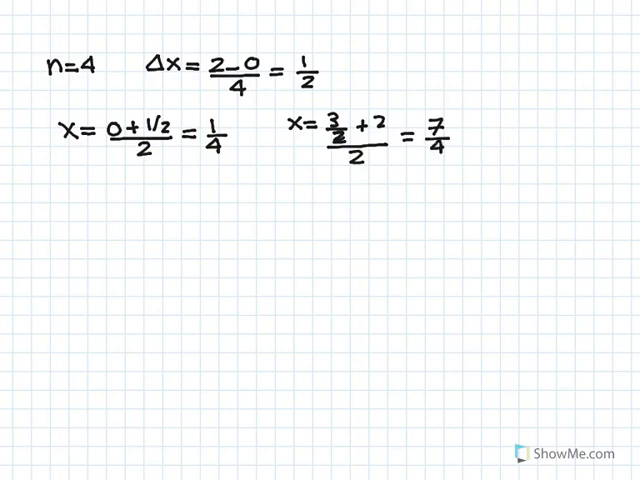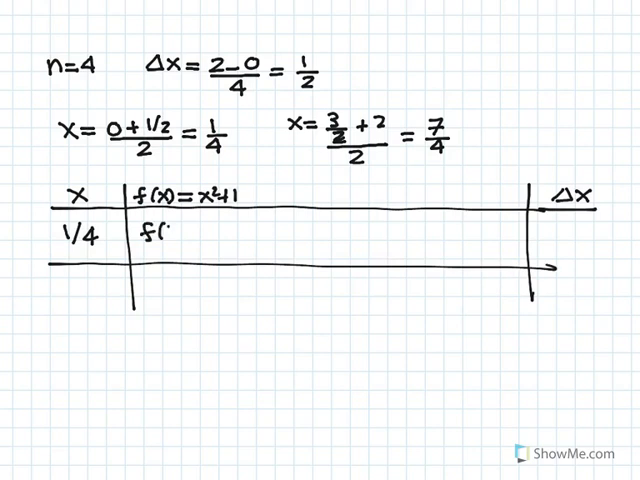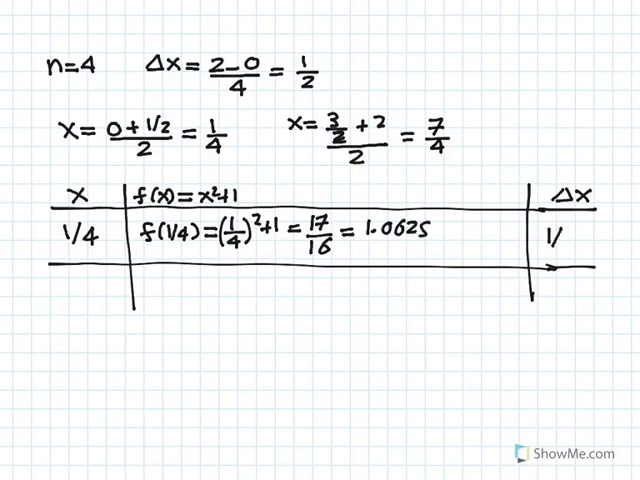All right, let's make a table of values. We have x, f of x is equal to x squared plus 1, and we have our delta x, that's the width. When x is 1/4, the height of the function, f of 1/4, we plug in x equals 1/4 into the function. That gives us 1/4 squared plus 1. That's 17/16. And we change that into a decimal. That's 1.0625. And delta x, the width, is always 1/2.